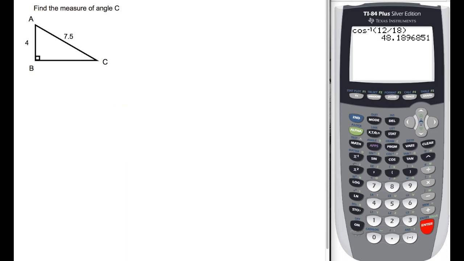Let's try another one. Find the measure of angle C. So you can see that we've got two side lengths again. So we're going to have to use some inverse trig. I want to know what angle C is. We can put a theta there again.